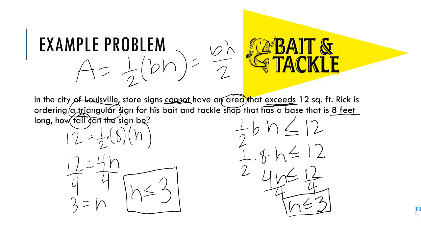So instead of h is less than or equal to 3, we say that 0 is less than h, because we want to put that lower limit on it, which is less than or equal to 3. So here is our final answer. The height is between 0 and 3 feet long for the triangle.